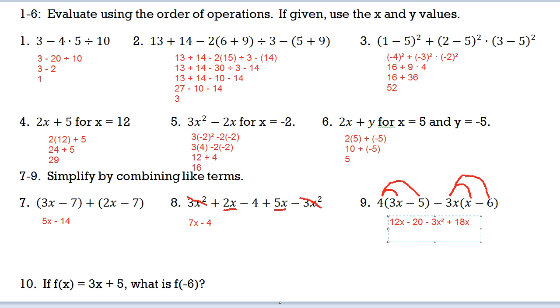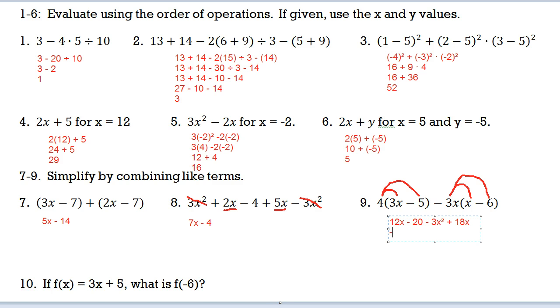Now, when we write our final answer, I think it's best to go from the greatest exponent to the smallest exponent. It's called ordering it by degree or standard form. It's called a few different things. It's just a good habit to get into.